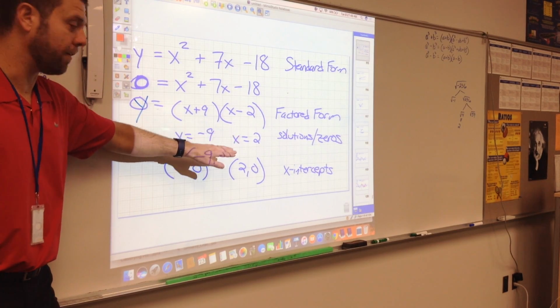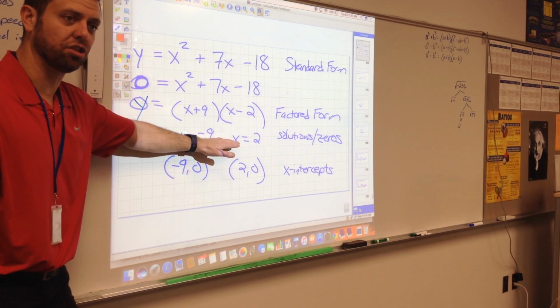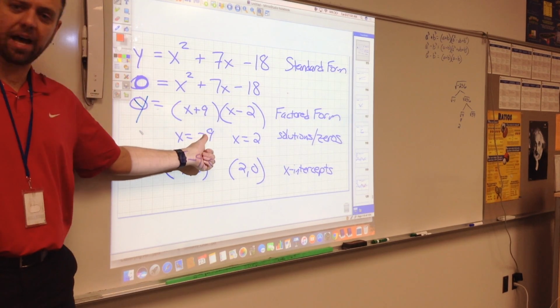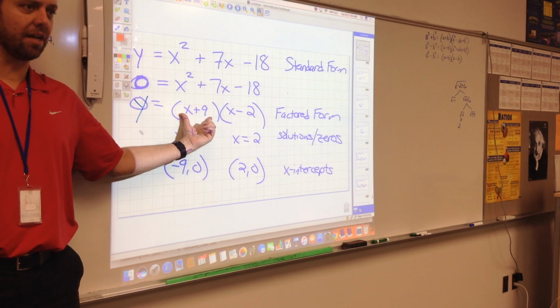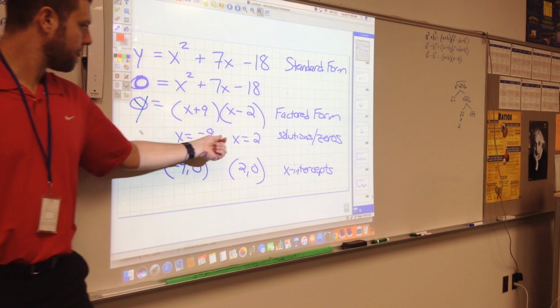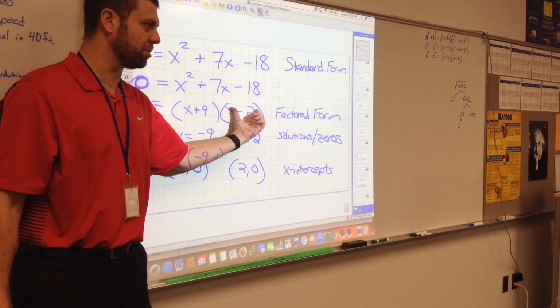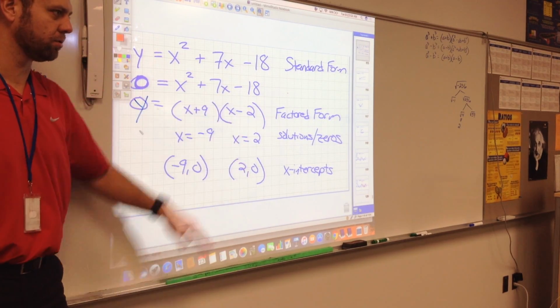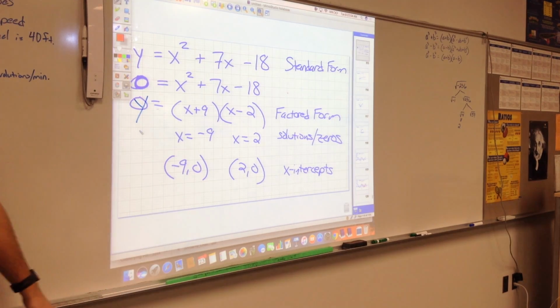And then the other way around, if you know the zeros, shouldn't you also then know the factors? If -9 is a 0, then x plus 9 is a factor. If 2 is a 0, then x minus 2 is a factor. So the connection, if you know these, you know these. If you know these, you know those. Yeah? No? Any questions on that?